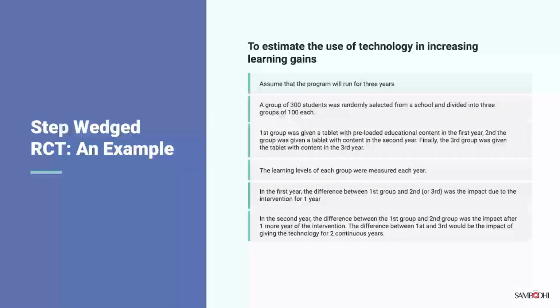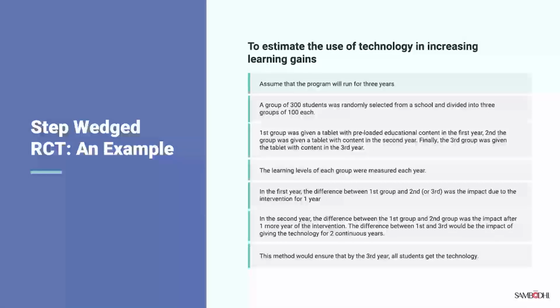Consequently, in the second year, the difference between the first and second group was the impact after 1 more year of intervention, whereas the difference between the first and the third group would be the impact of giving the technology for 2 continuous years.